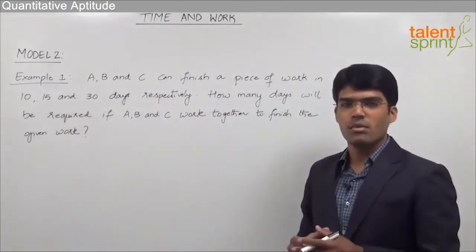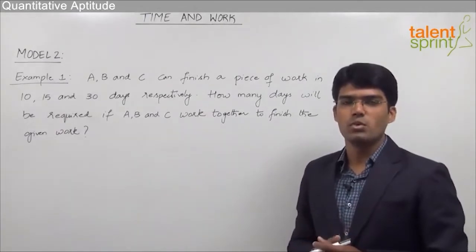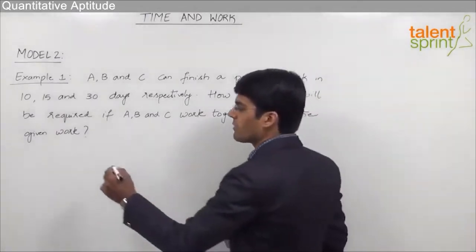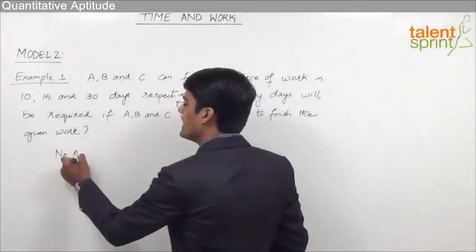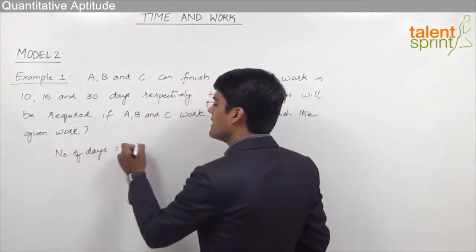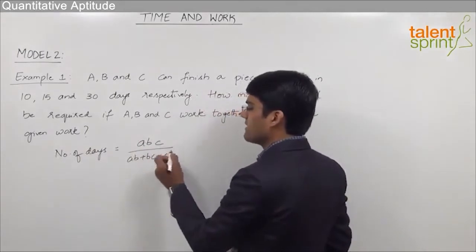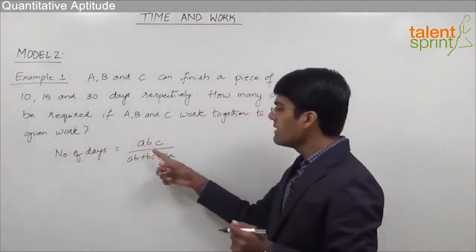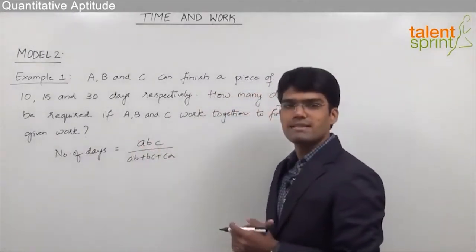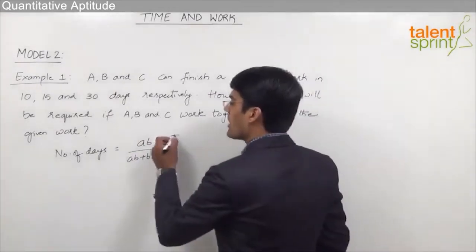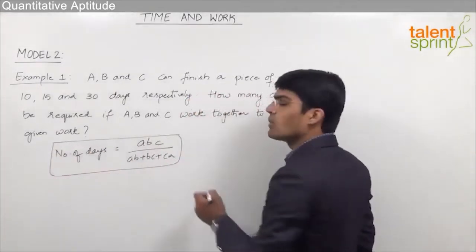Now, as discussed in this model, we can solve the question in two ways. Either we can use the shortcut formula, that is nothing but number of days will be equal to ABC by (AB plus BC plus CA), where A is the number of days taken by A, B is the number of days taken by B and C is the number of days taken by C. Or otherwise, we can go by their 1 day's work.